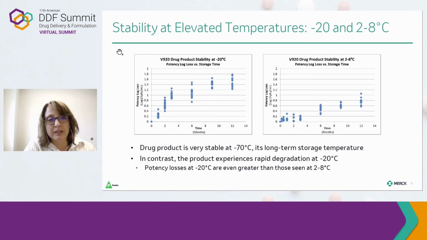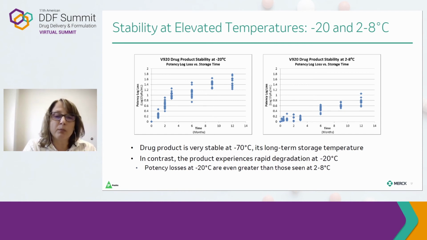Another point you might find interesting here is the stability at elevated temperatures for the vaccine. Remember I said it's stored at less than or equal to -60. So in this case, -20 C is elevated, as well as refrigerated temperatures. The drug product is very stable at -70 degrees C, which is its long-term storage temperature. I think we have at least 5 years of stability with the container closure integrity and everything else.